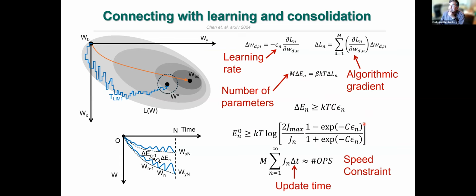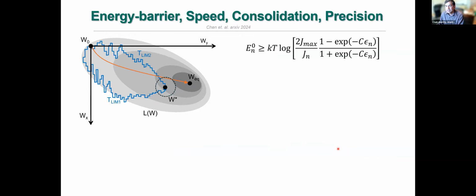But now I would include these additional constraints that the training has to stop within a certain number of operations. So this is another constraint, the speed constraint, that I will include over here. J, remember, is the rate. Delta T is the time resolution of each update. So when you multiply this by the total number of parameters, this is going to give you the total operations.